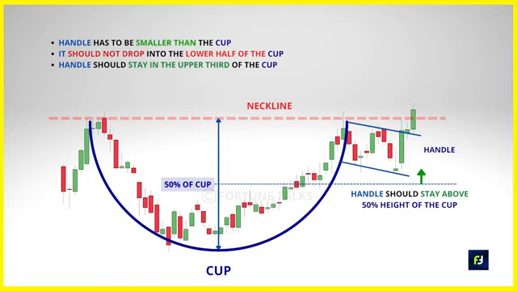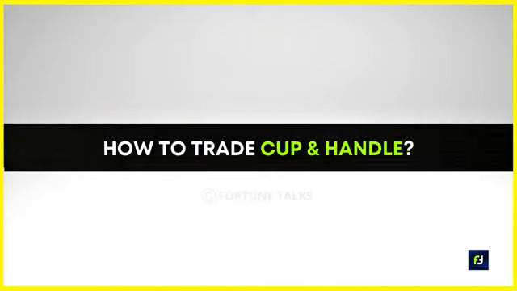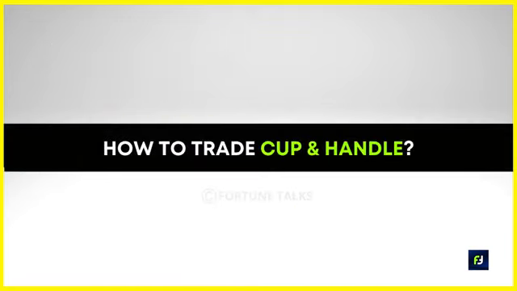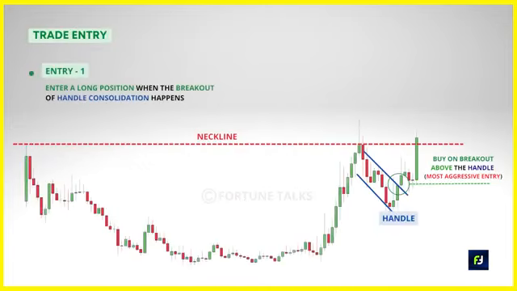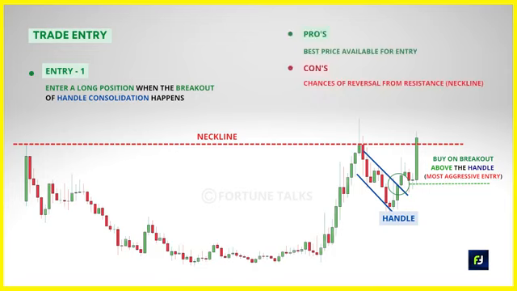Now the handle is the last bearish attempt to push the prices lower, and when it fails and the price breaks above the handle, we can expect the market to rise. Now let us take a look at the entry, stop loss and target criterias. The first cup and handle confirmation comes when the price breaks above the tight consolidation range. So this is the most aggressive and cheapest entry price that you can find.